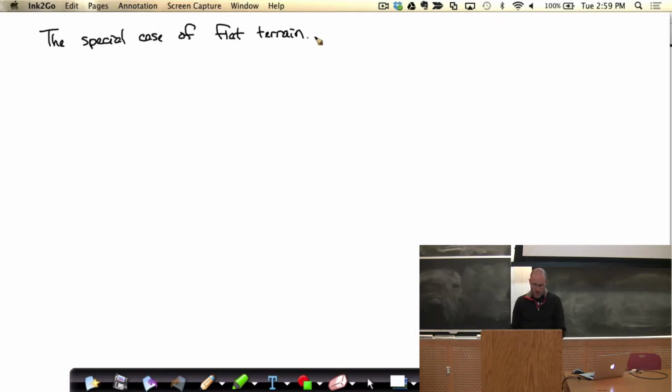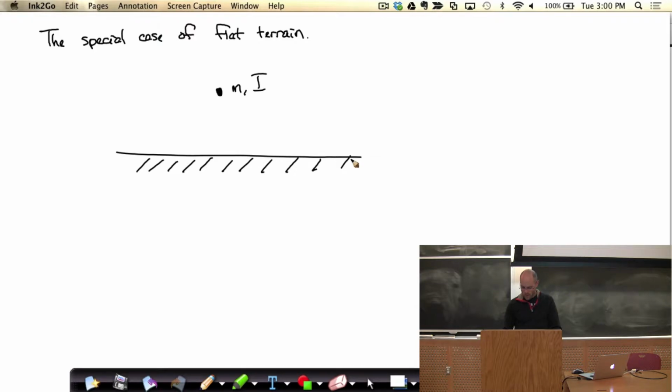So let's continue to understand the equations of motion and their implications in the special case of flat terrain. So now I've got my center of mass and the inertia around the center of mass, and I've got flat terrain. Okay, and let's say I've got forces that all originate from the terrain. Force 1, force 2, force 3, force 4. Not sure what happened to force 1 there.